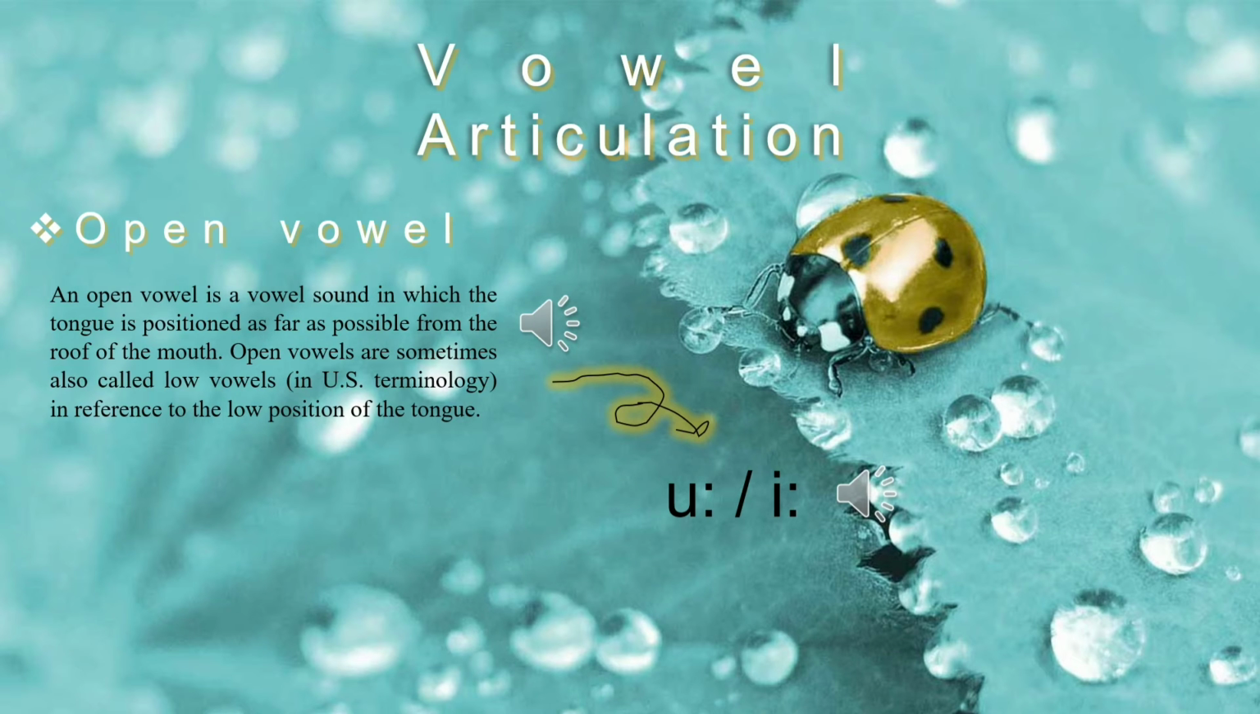Vowel articulation. Open vowel. An open vowel is a vowel sound in which the tongue is positioned as far as possible from the roof of the mouth. Open vowels are sometimes also called low vowels in IPA terminology, in reference to the low position of the tongue. Example of open vowels: a, æ, ɒ.